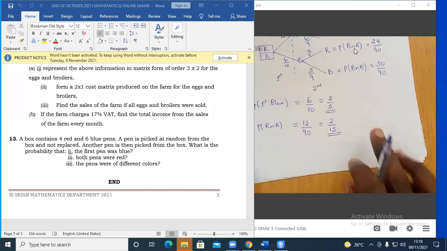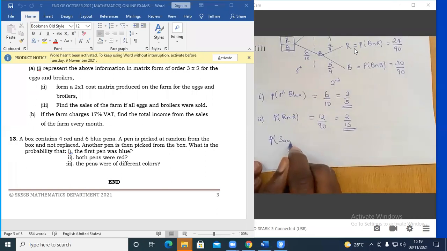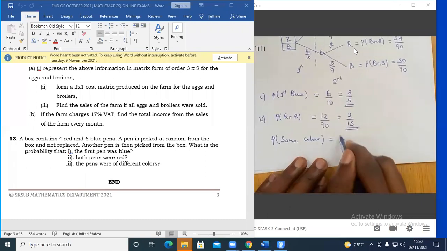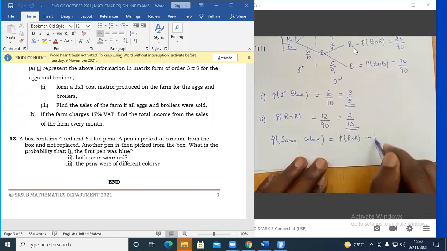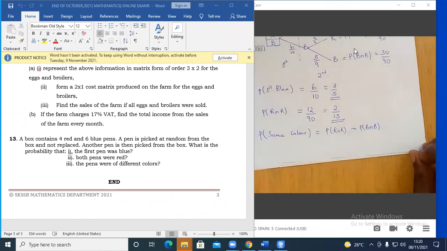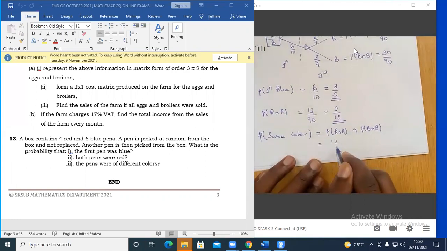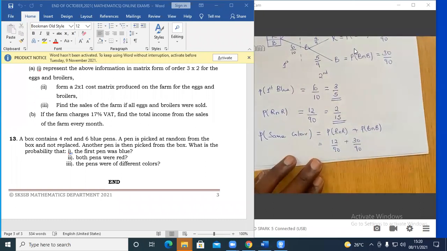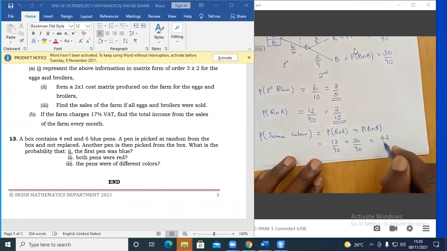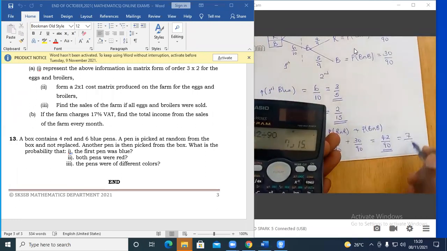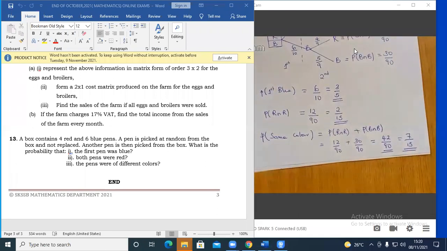Members, this one is different from tomorrow's. They may ask, what is the probability of the same color? If they say the same color, you are going to add red and red plus blue and blue. So you have 12 out of 90 plus blue and blue, 30 out of 90, which will give us 42 out of 90. Are there common factors? Reduce them. It is 7 out of 15. They are not the same.